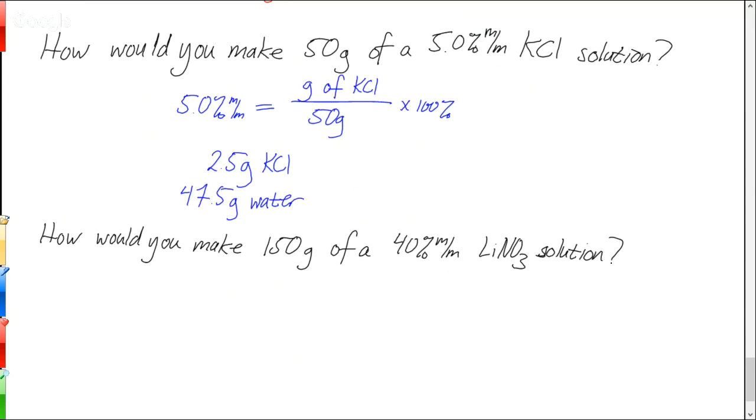Work the same way. How much is 40% of 150? That's another way of saying this. If we've got 150 grams of a 40% by mass solution, that means 40% of the mass has to be lithium nitrate. So really, this is just saying what amount of 150 is 40%. What is 40% of 150? That's how you solve this. So what does it come out to? 60, right? Yeah.